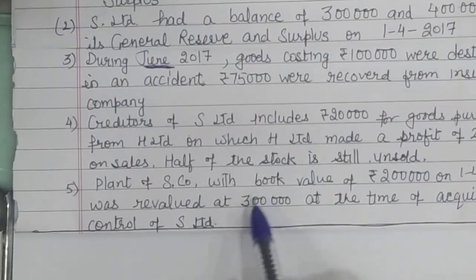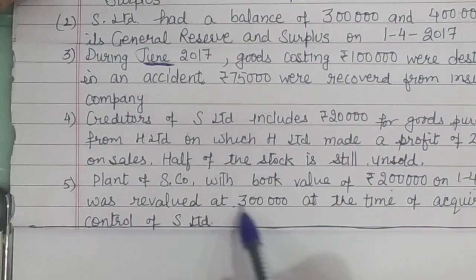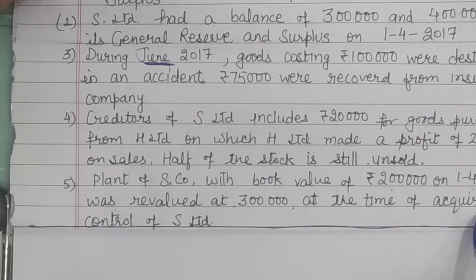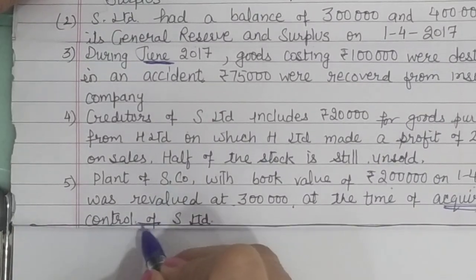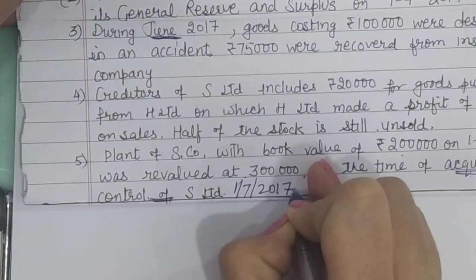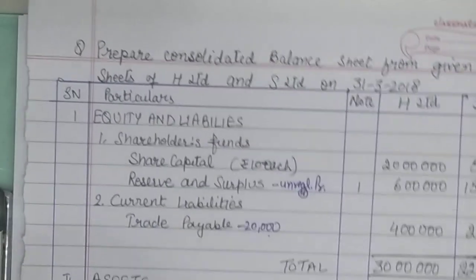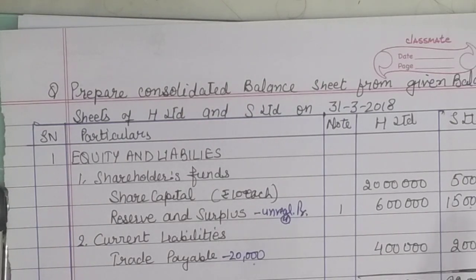Then you get the last adjustment. Plant of subsidiary company with a book value of 2 lakh on 1/4/2017 was revalued at 3 lakh at the time of acquiring control. That is, the date of acquisition of the shares is the date of revaluation. Shares are acquired on 1st July. So this revaluation will also be taking place on 1st July. Now when we work for the revaluation of assets, it gives us 2 figures: profit or loss on revaluation and depreciation.